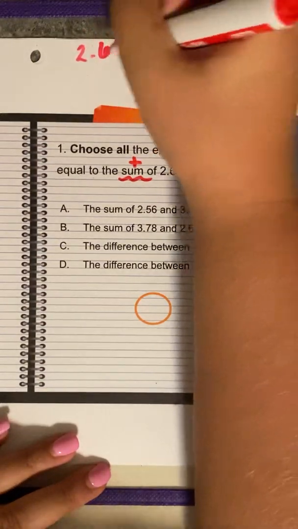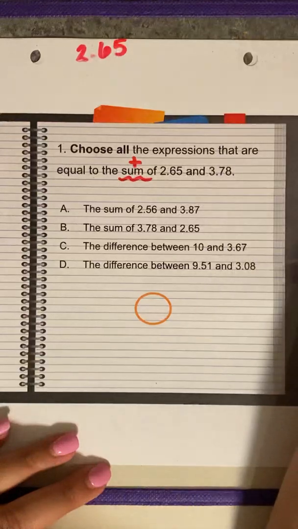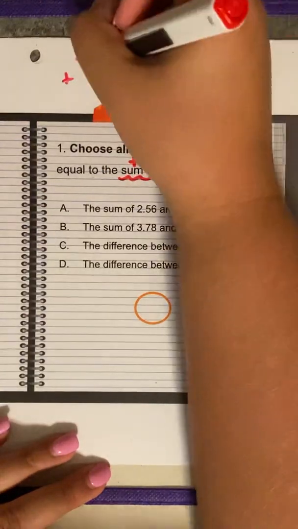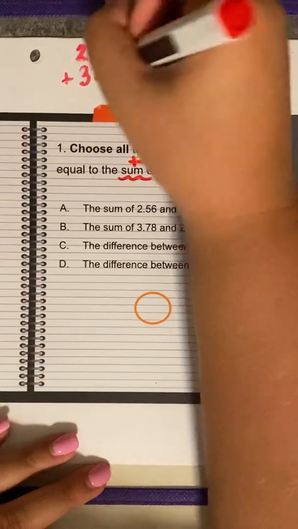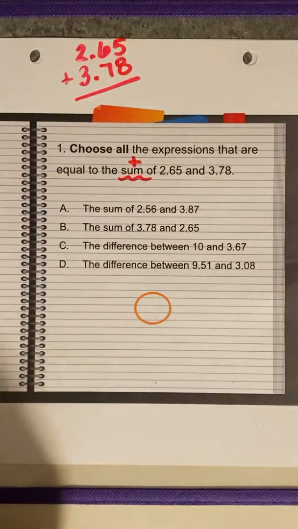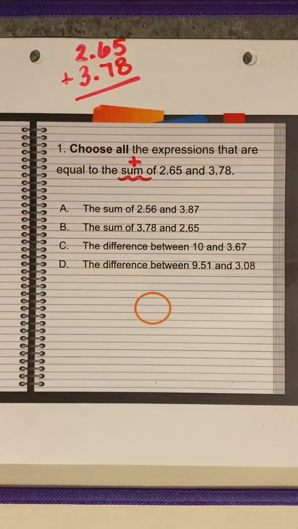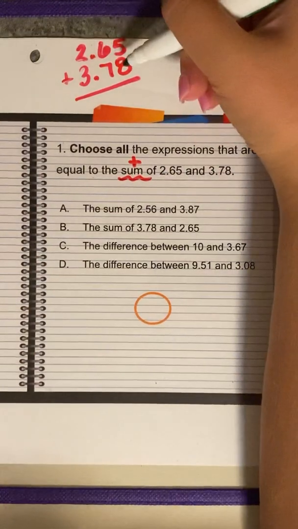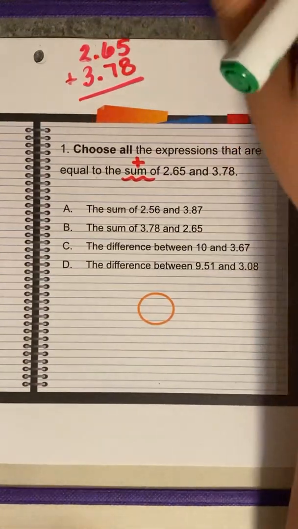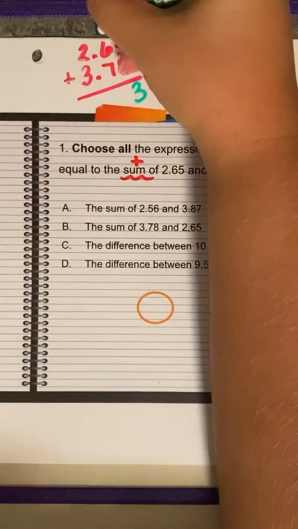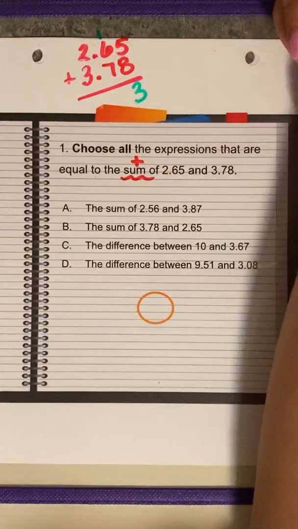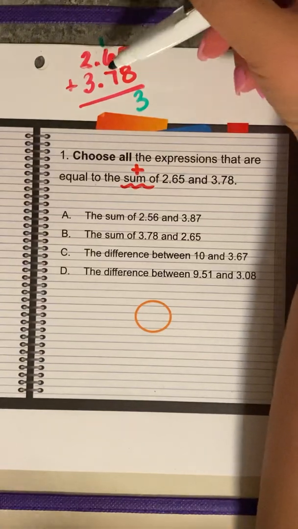2.65. Remember, line up your decimals. Plus 3.78. And we are going to add them. When you have 8 plus 5, you are going to get 13. You can check it. 8, 9, 10, 11, 12, 13. Yep. Carry my 1. You can barely see that. I'm sorry, but I promise you it's up there.